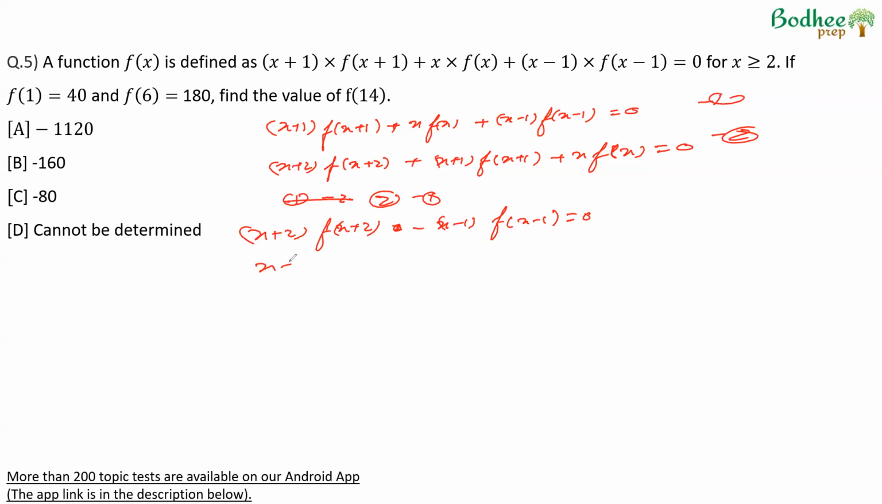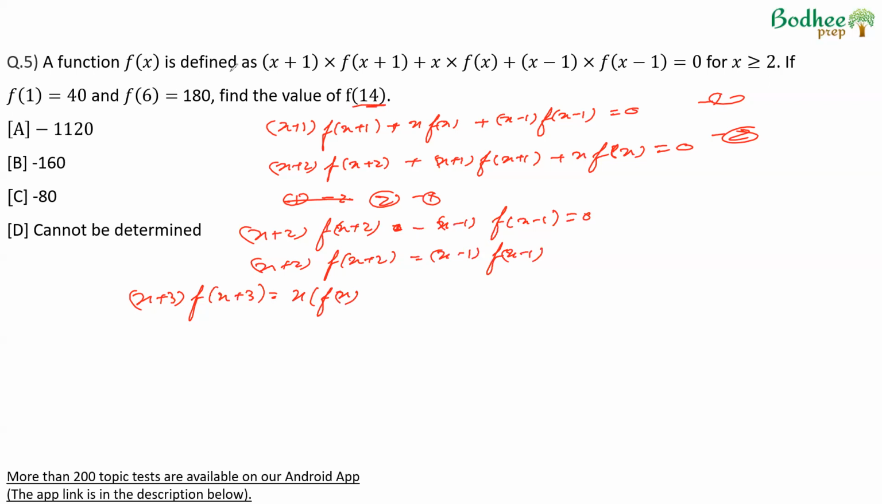And therefore, (x plus 2) into f(x plus 2) is equal to (x minus 1) into f(x minus 1). If we substitute x by x plus 1 again, we'll get (x plus 3) into f(x plus 3) is equal to x into f(x), difference of 3 terms. Now, therefore, if I know f1, I can calculate f4, f7, f10 and so on. If I know f6, I can calculate f9, f12 and so on. We are trying to calculate f14.